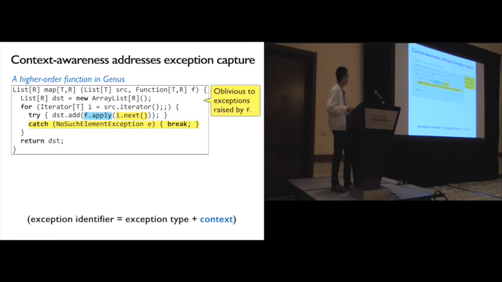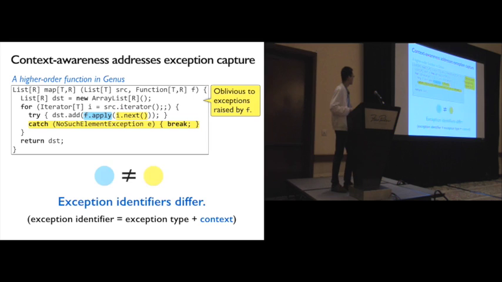For example, we know that our map code is oblivious to exceptions raised by f. But what this really means is that an exception raised by f will have a different context than the current one. The current context cannot handle any exceptions raised by f, simply because the exception identifiers differ. This notion of context awareness perhaps sounds rather vague at this point. It is made concrete by blame labels.